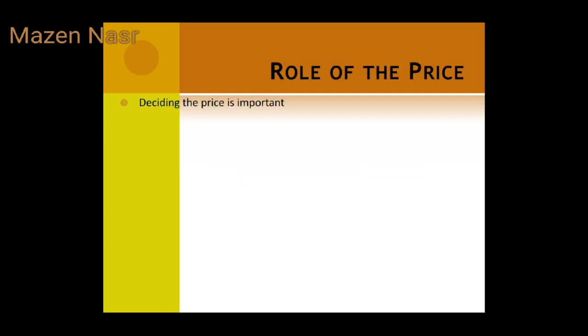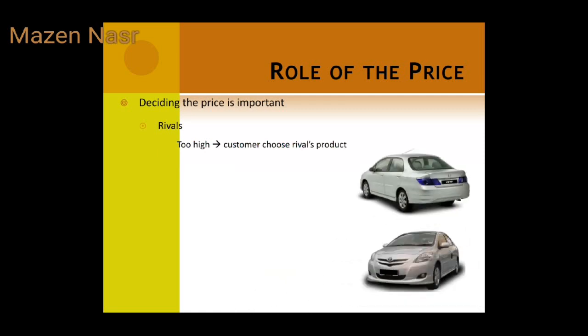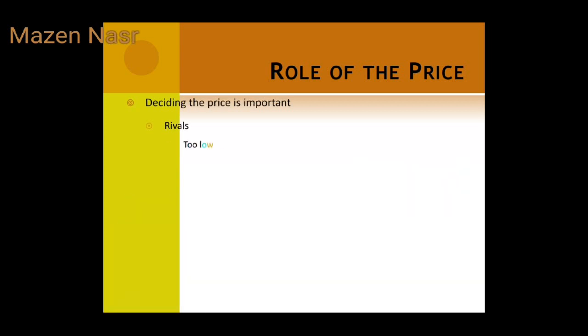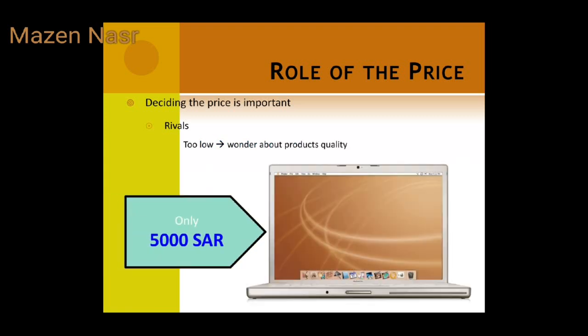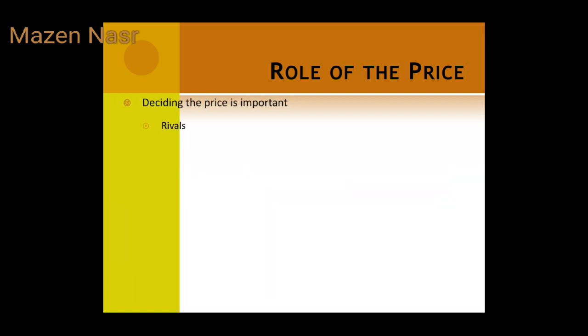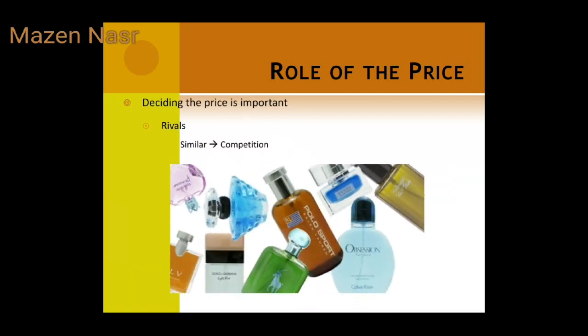Okay, the role of the price is simple. Deciding the price is important because I have many rivals, and I should choose a price which is suitable compared to other rivals in the market, whether their price is high or low. Remember that quality also plays a role. If the product is of high quality, its price should be high. If I sell a product which is similar to my competitors' and there is competition, I also have to decide on a price which is similar to my competitors'.